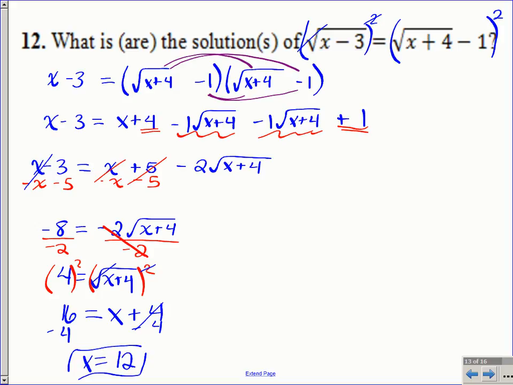Please be advised that tomorrow, if you somehow end up with a quadratic and you have to factor it, you'll probably get two solutions, one of which may be extraneous, so you might have to check it. Okay? But in this case, we did not end up with an extraneous.